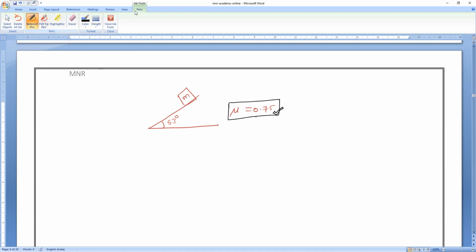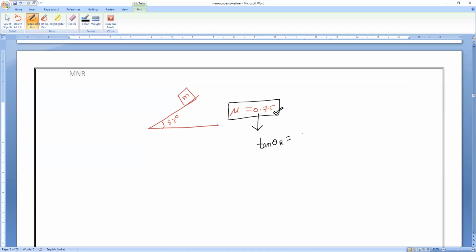Do you understand what I am saying? From mu you should find the angle of repose. Will you all find it or not? Just now I have given the information: mu is equal to 0.75. Then from that you can find the angle of repose. How much is the angle of repose? You can easily find it. 37.